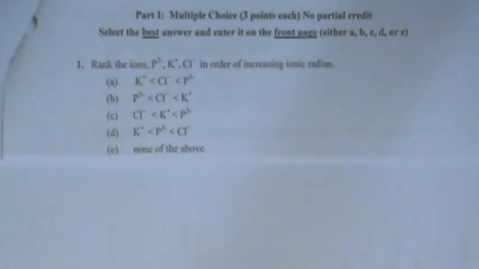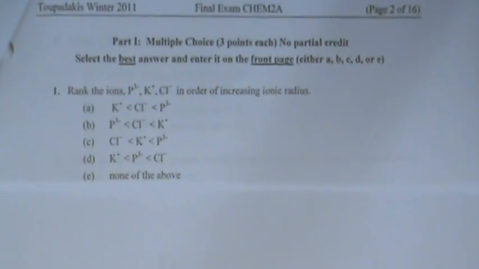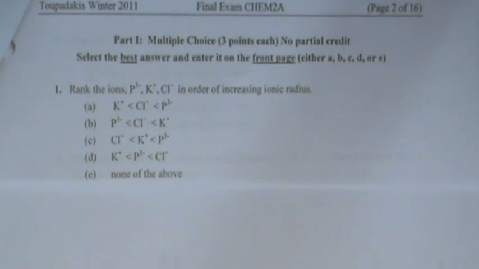So look, are these ions isoelectronic? Do they have the same number of electrons around the nuclei? Let's see. Potassium plus 1. Potassium is how much? 19. Plus 1 is 18, right? So it goes backwards, it goes to argon, right? The same number of electrons like argon, yes?